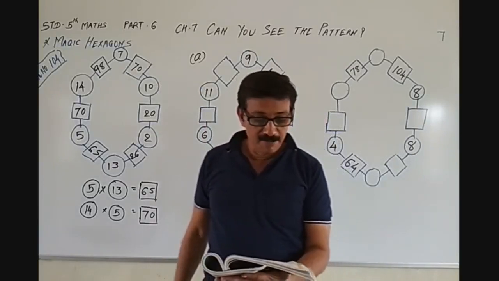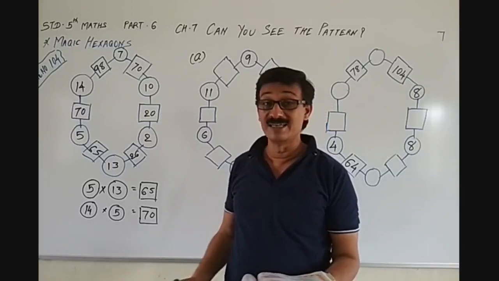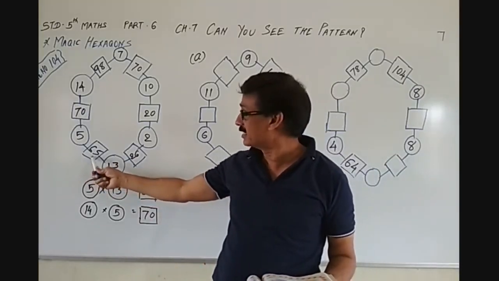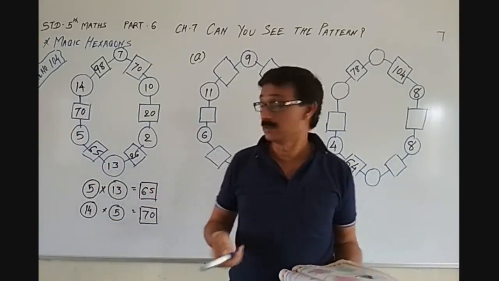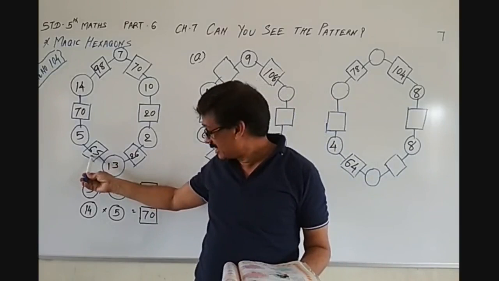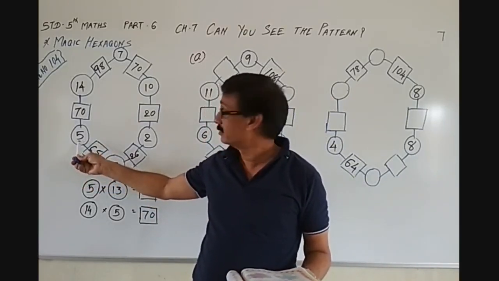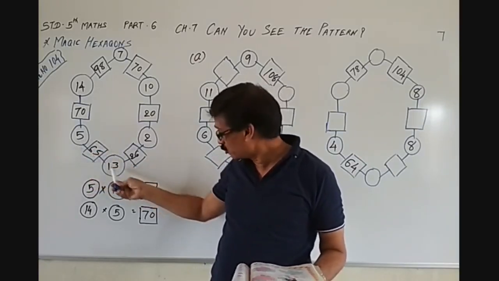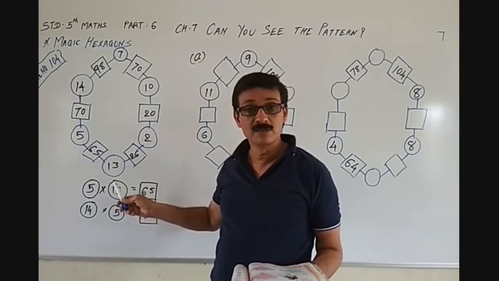Look at the number 65 in the box. Which are the circles next to it? See, 65. The next circle is 5, and the circle next to that has 13 written in it.